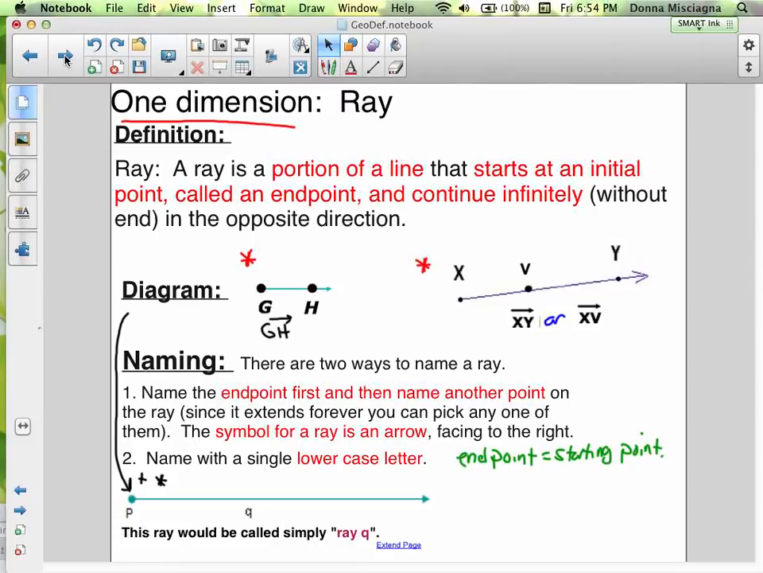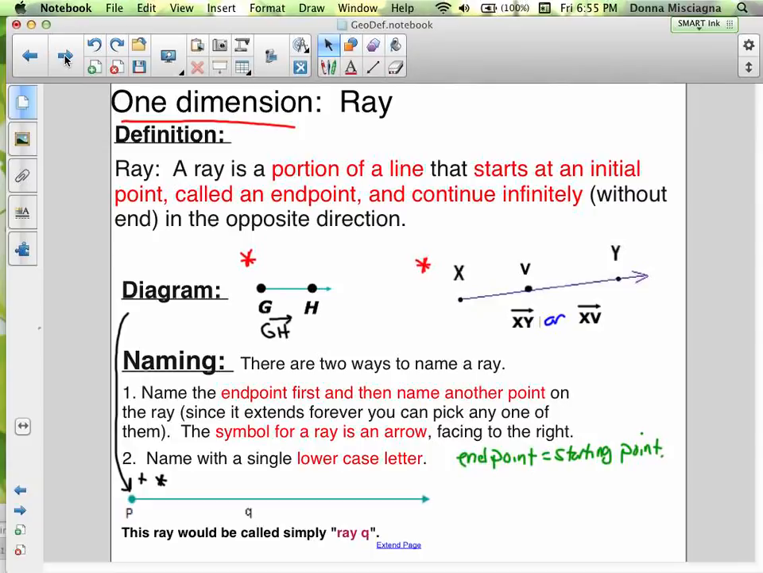So continuing on, we have ray. So definition, a ray is a portion of a line that starts at an initial point called an endpoint and continues infinitely without end in the opposite direction. You can write in what's marked in red. For the diagram, we can use either one of these, right? So you can either show ray GH here, or you can show ray XY or XV. Ray XY and ray XV are equivalent. You're starting at X and going in the direction of V or the direction of Y is the exact same thing. Because I don't have any other points here, I could not possibly label ray GH as anything but GH. Right, so ray GH and ray HG are not the same thing.